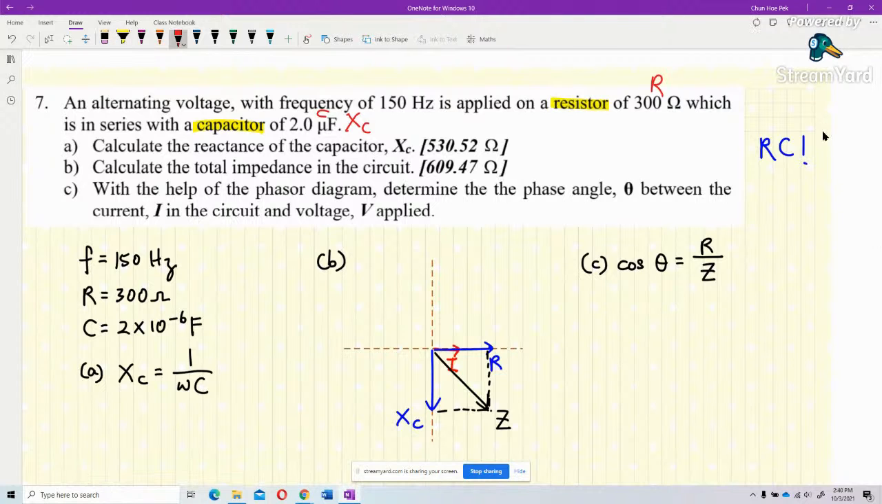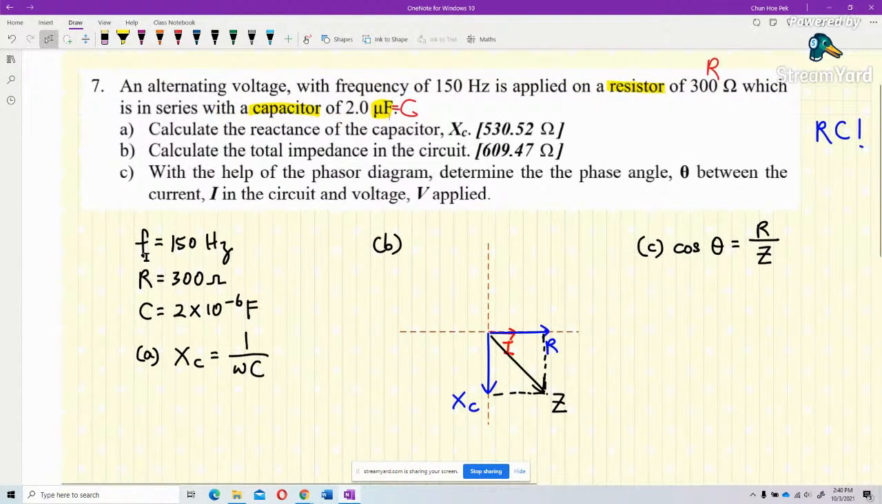Farad. Farad. How many times do I need to repeat? Farad is C, understand? This is C, not XC. XC, you have to find some more. Okay. So I have written down all the information here. Okay, frequency, RC. So you can find the XC. The formula is 1 over omega C.